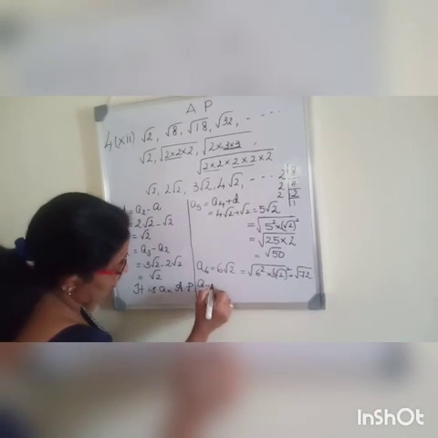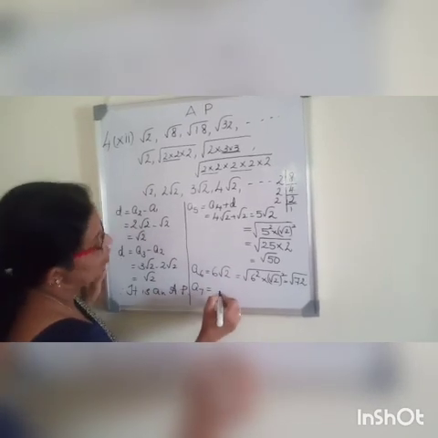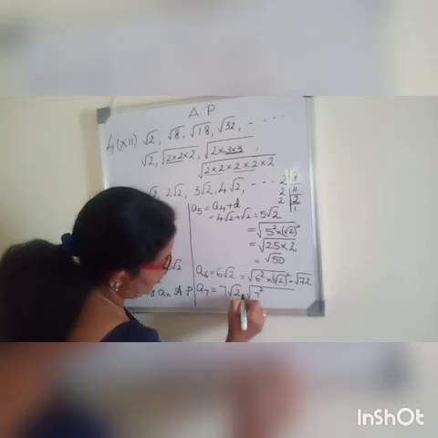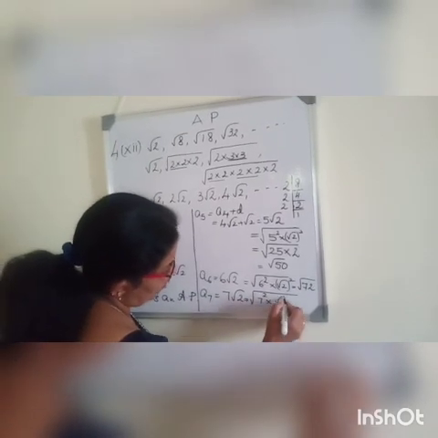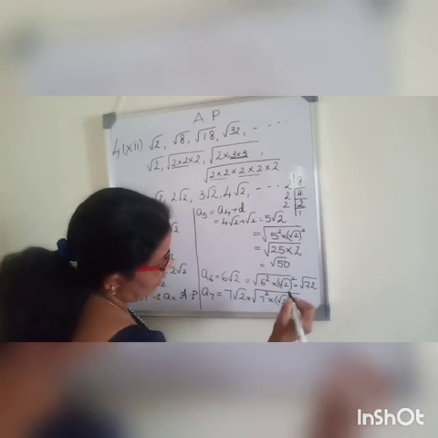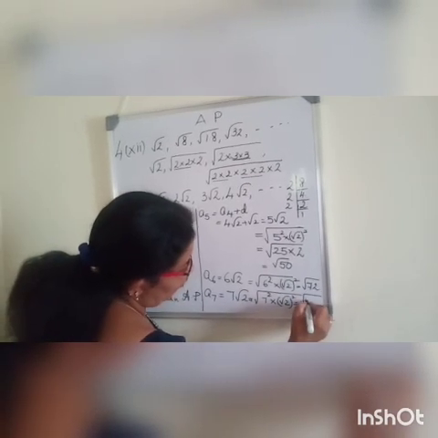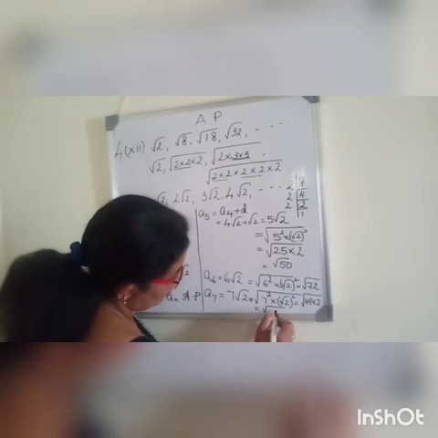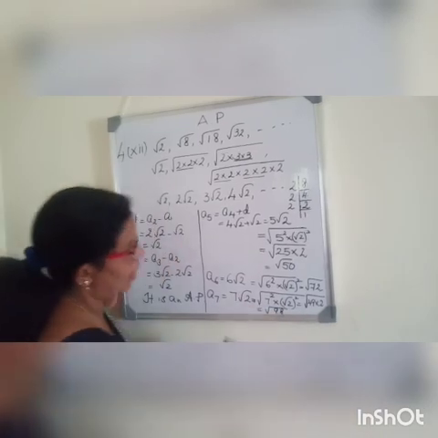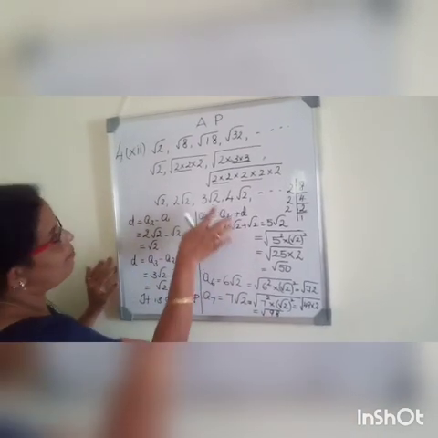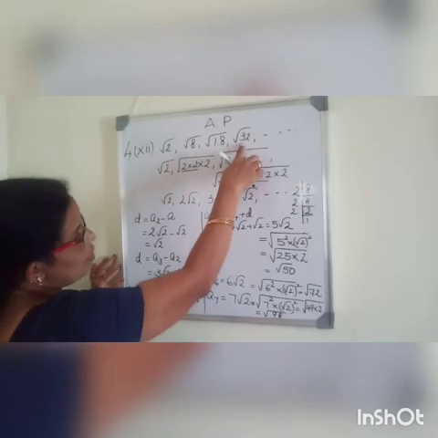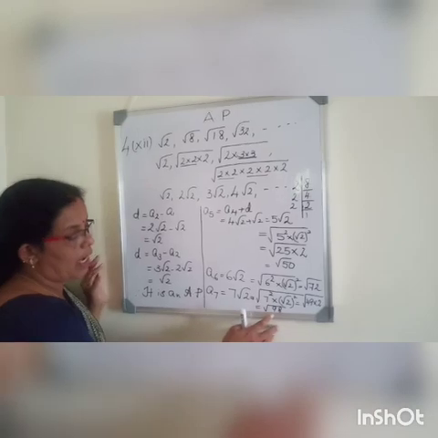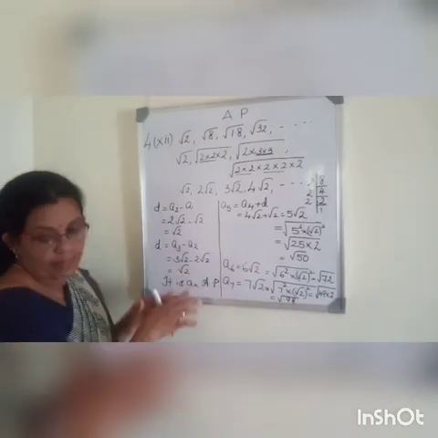Again, the last term, A7, is 7 root 2. It is root of 7 square into root 2 square. It is root 49 into 2 equals root 98. So the terms are, after root 32, the next term is root 50, the next term is root 72 and the last term is root 98.